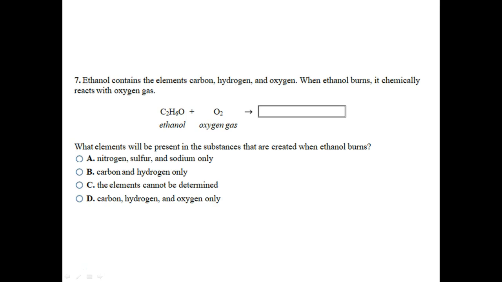A. Nitrogen, sulfur, and sodium only will be present in the new substances. B. Carbon and hydrogen only will be present in the new substances. C. The elements cannot be determined. Or D. Carbon, hydrogen, and oxygen only will be present in the new substances.